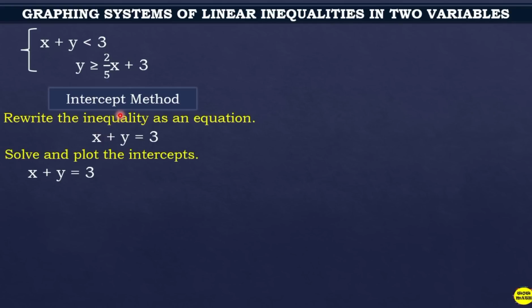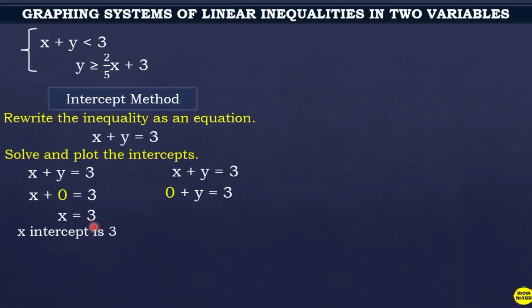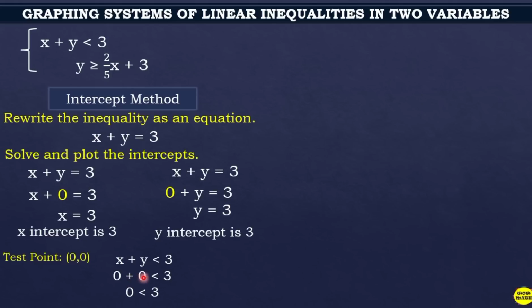So, x plus y is equal to 3. So, lagi po natin i-rewrite as equation. So, x plus y is equal to 3. So, ayan po. Therefore, our x-intercept is 3. And then, our y-intercept is 3 also. Okay? Now, kuha na tayo ng test point para pag nag-graph tayo mamaya, dire-diretso. So, test point natin is 0, 0. So, substitute natin yung 0, 0 dun sa x, y. Ang 0 ba is less than 3? Yes. So, true. So, dapat, etong test point natin ay kasama dun sa solution, sa shaded region.